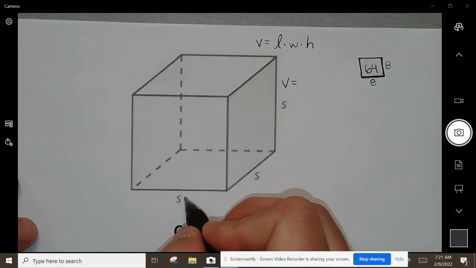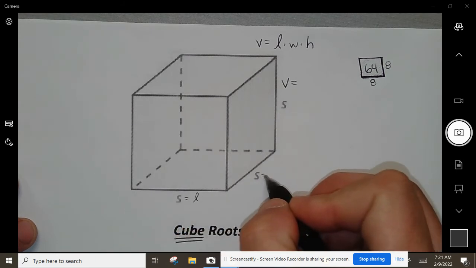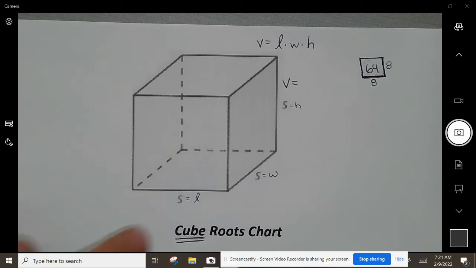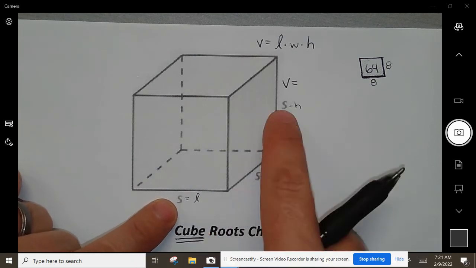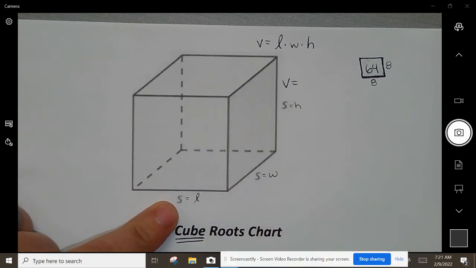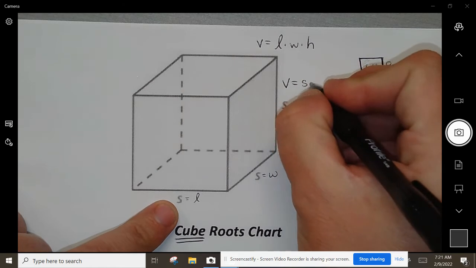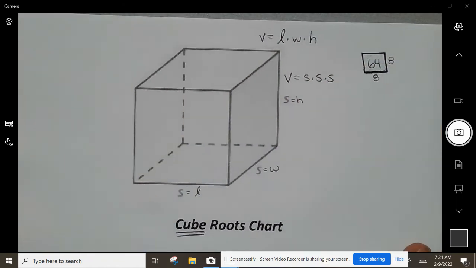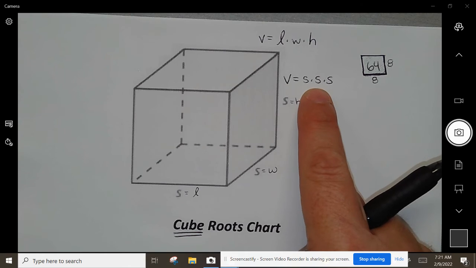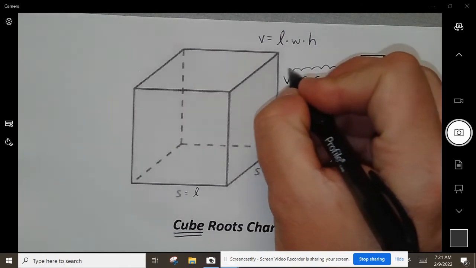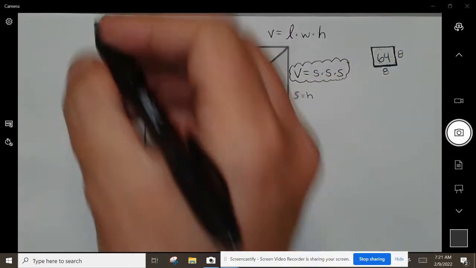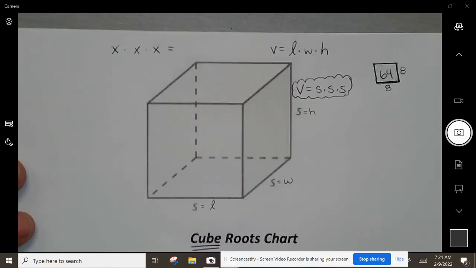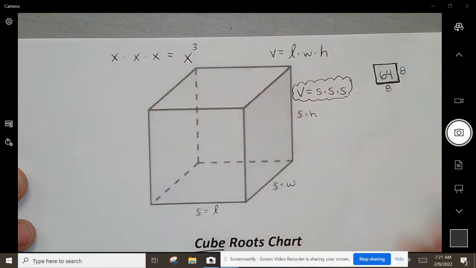You could say this equals the length, this equals the width, and this equals the height. The S means side, so S, S, S means the sides. So I'm going to multiply all three of them: volume equals side times side times side. You remember from the first two weeks of this school year, what if I said it was x times x times x? That would equal x to the third power.